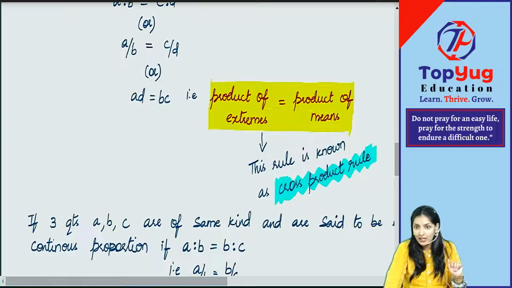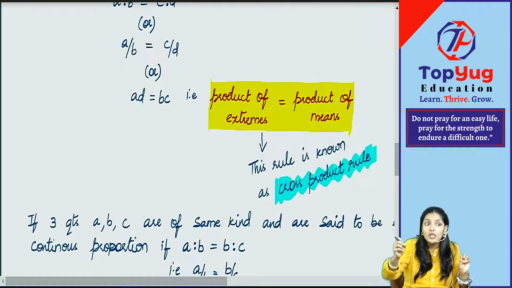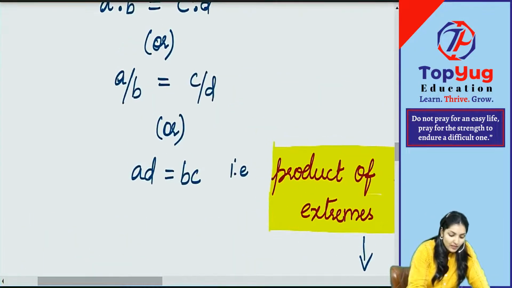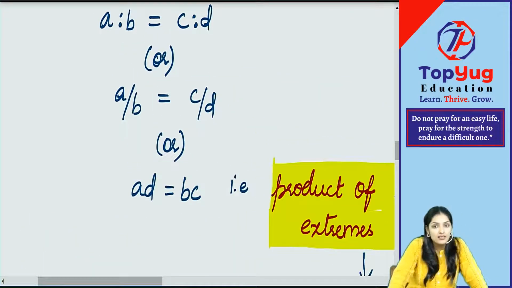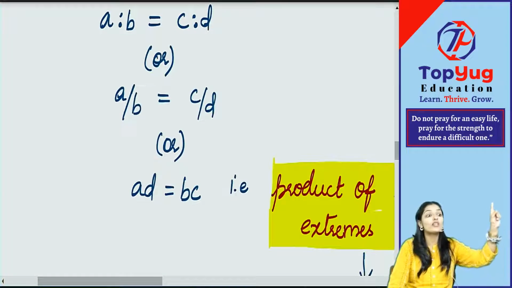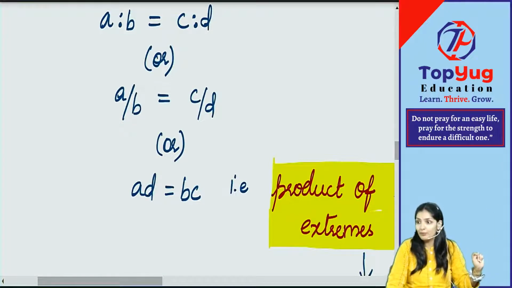I can cross multiply. When I cross multiply, I would be getting AD is equal to BC. This rule is known as product of means is equal to product of extremes. Extremes means the first and last terms are known as extremes. Middle terms are known as means. That's why product of extremes is equal to product of means.